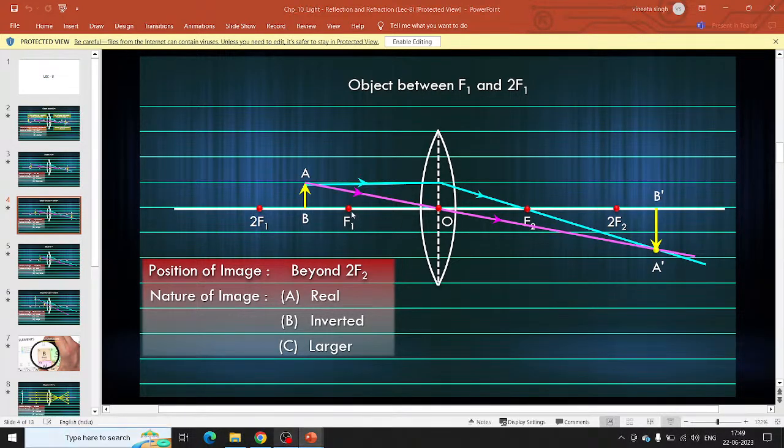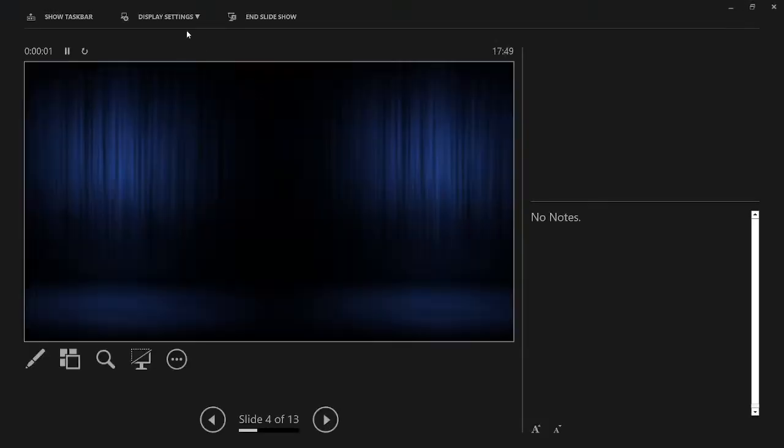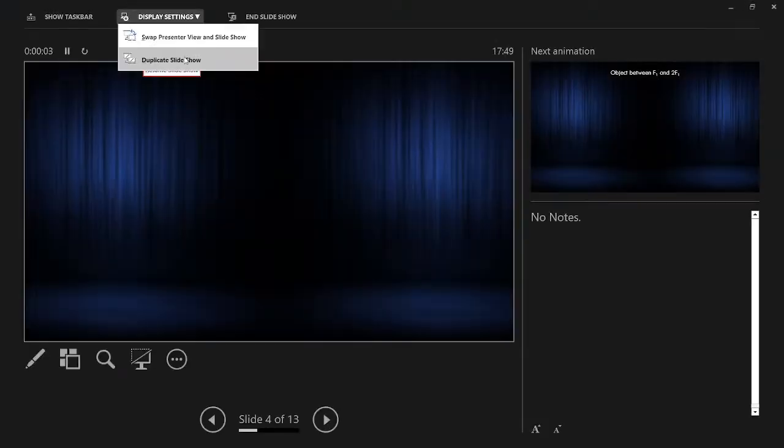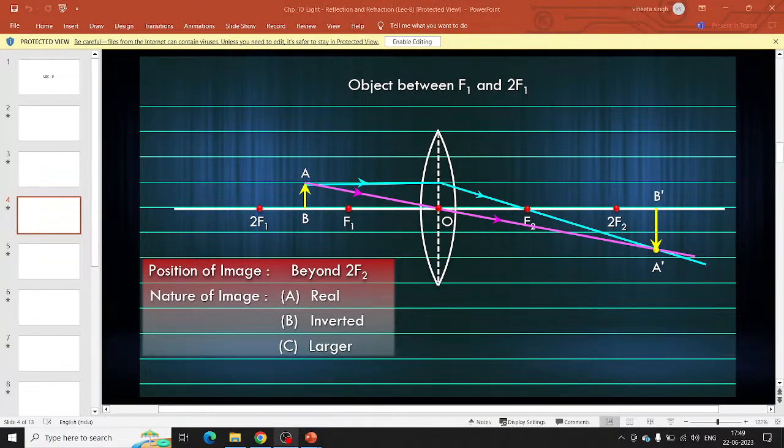Okay, so we were trying to learn this ray diagram, convex lens, correct? Chalo.